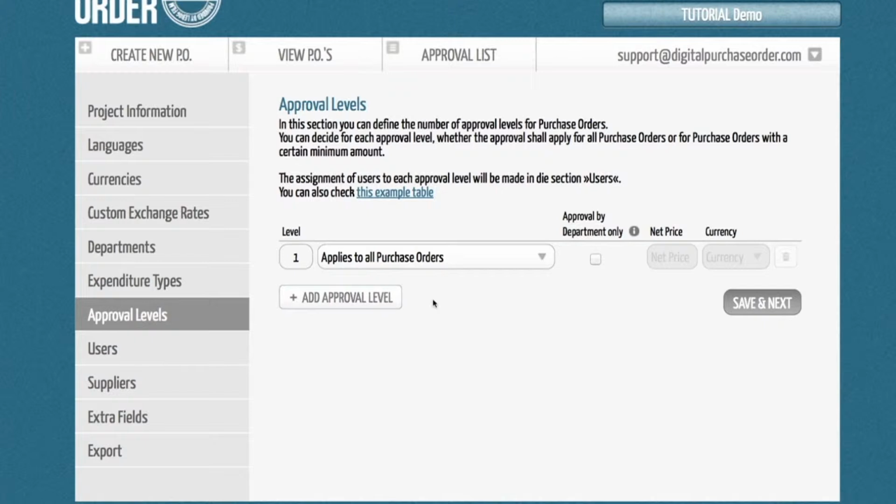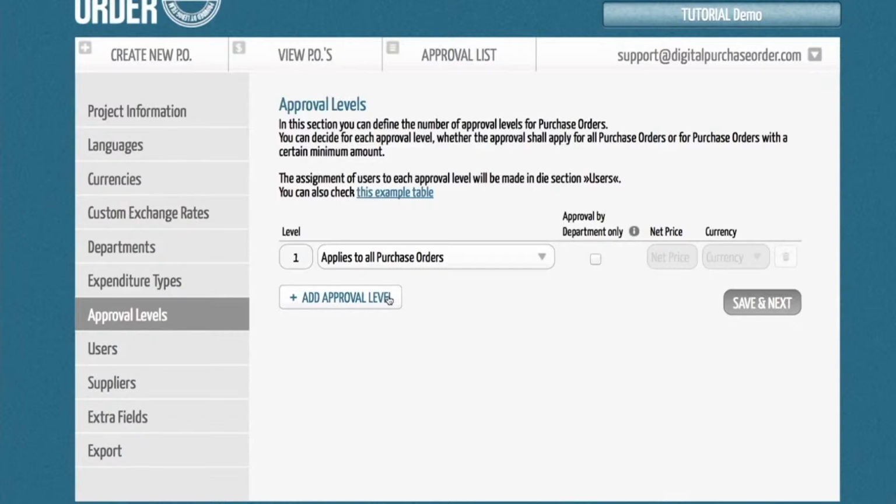This section is about the approval levels. It's basically the heart of our purchase order system. First of all, you can choose the number of approval levels in your project. That means how many people will get the right to approve purchase orders.